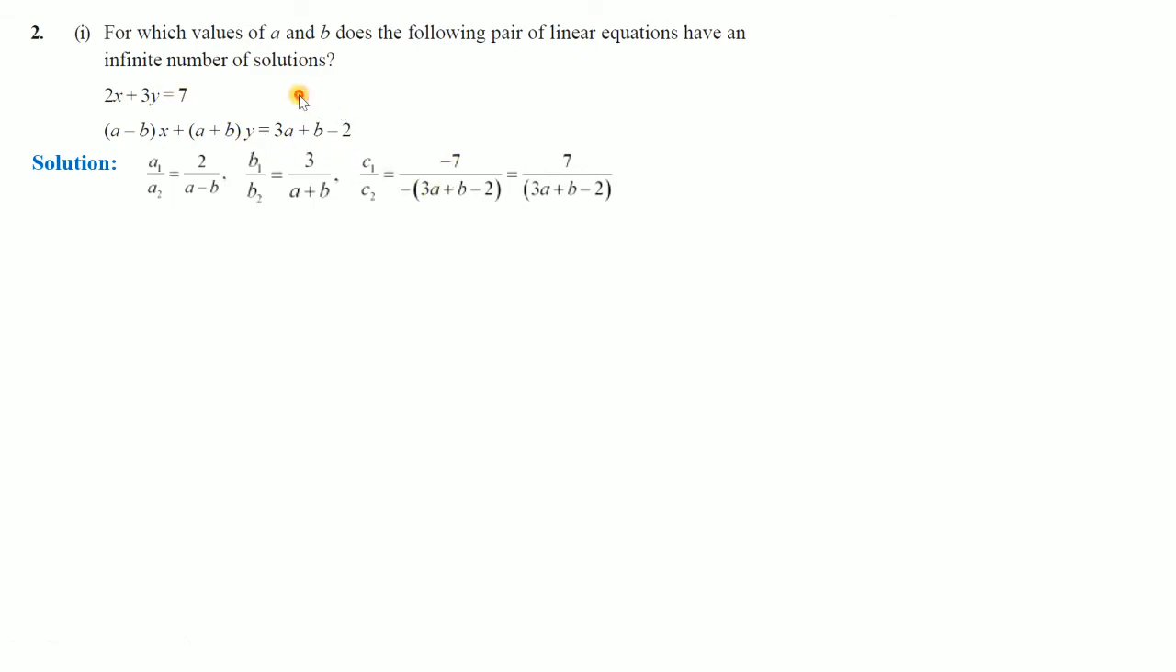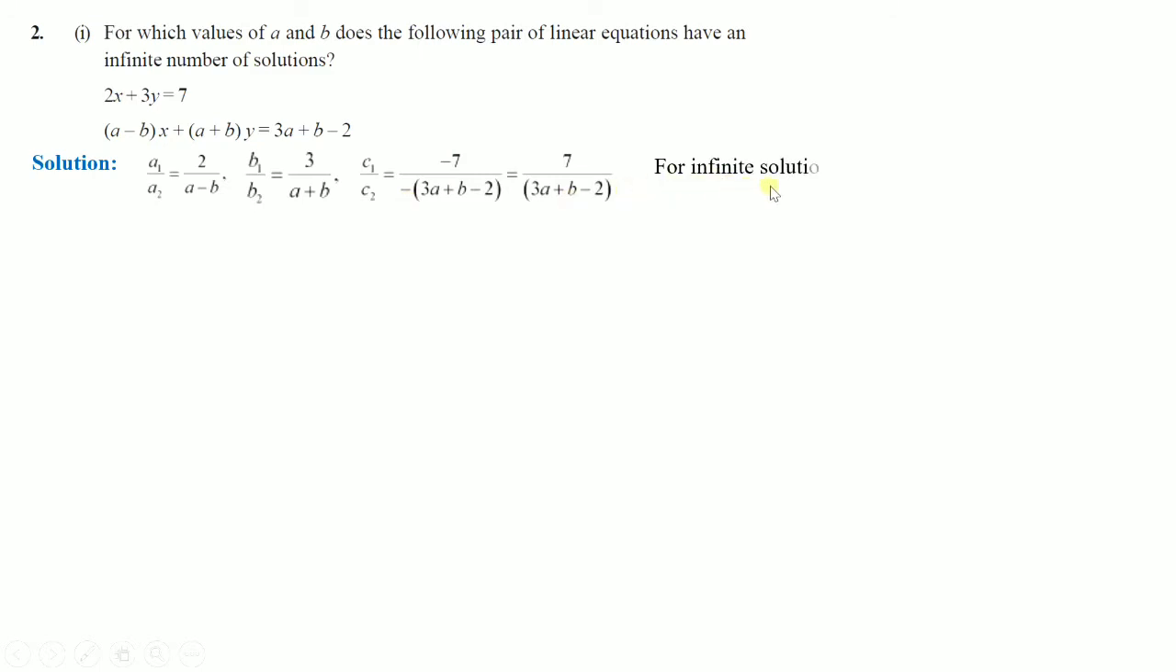And then this 3a plus b minus 2, this is also taken to the left hand side, then we put the minus outside. So this is c2 and this is c1. So minus 7 upon minus (3a plus b minus 2), so equals to 7 upon 3a plus b minus 2, this minus cancels with this minus.